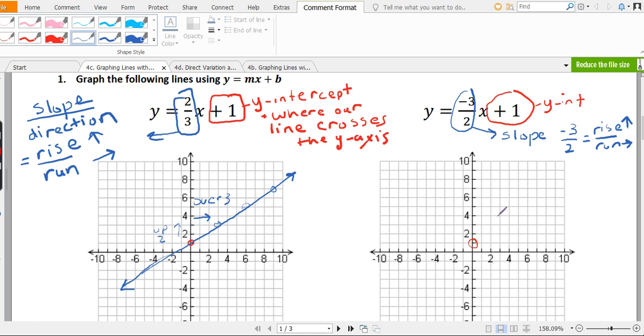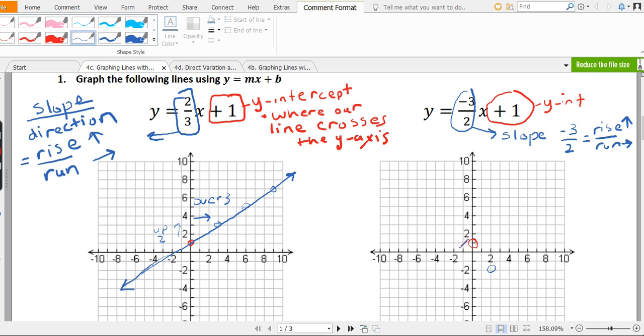Okay, so from this point, now it says negative 3 though. That means I'm not going up by 3. Instead, I'm going down by 3. So 1, 2, 3. And then my run, I'm going across by 2. It's a positive 2, isn't it? It's a positive 2, yes. So go down 3, 1, 2, 3, and then over 1, 2. That's my next point.